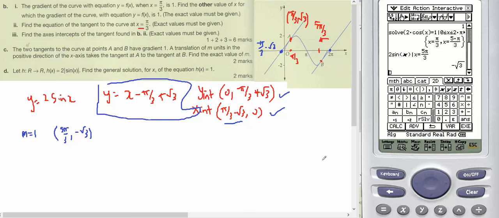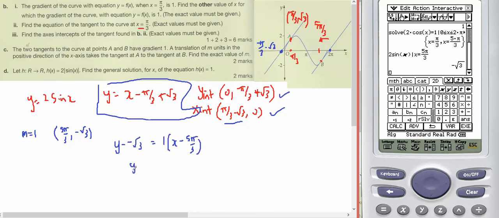So I know the equation of that second tangent will be y minus y1, which is minus root 3, equals m, which is 1, times x minus 5 pi on 3. And that should give me an equation which is y equals x minus 5 pi on 3 minus root 3. So it's going to have an x-intercept when y equals 0 of x equaling 5 pi on 3 plus root 3.